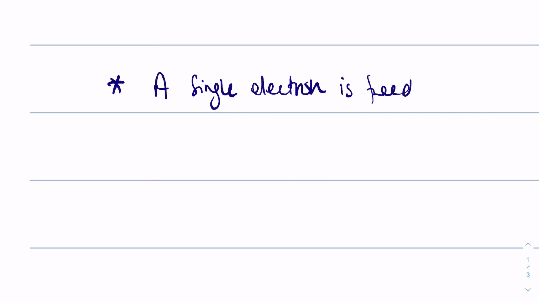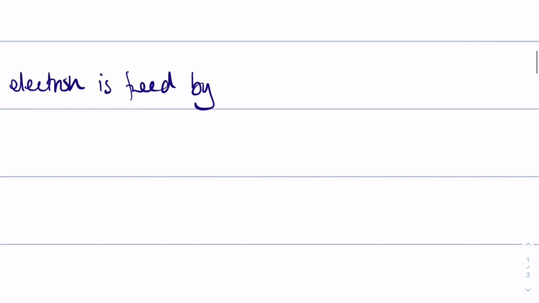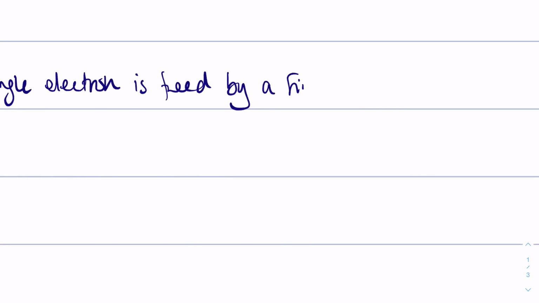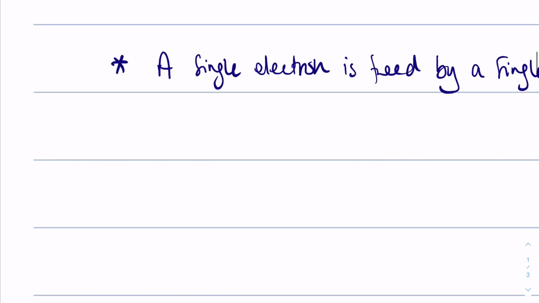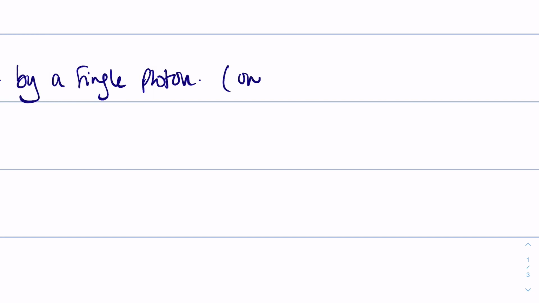A couple of things that I wanted to recap from last time is that during the photoelectric effect, the interaction between the photon and the electron is 1-to-1, and so a single electron is freed by a single photon. So we put the reaction is 1-to-1.